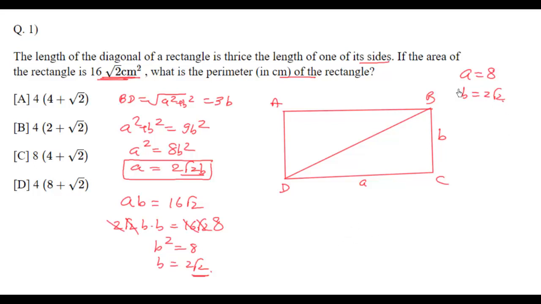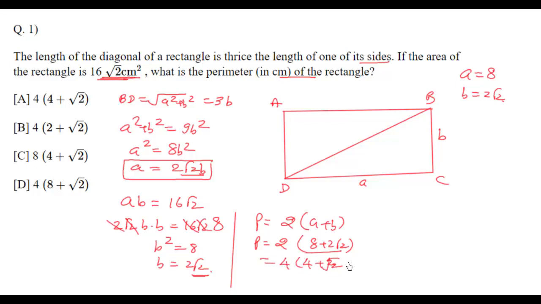So the perimeter is what? 2 times of A plus B, correct? So it will be 2 times of, this is the perimeter which we are calculating. So the perimeter would be 8 plus 2 root of 2. Now we have to compare with the options. None of the options has 2 outside the bracket. So let us take 2 more from here. So we'll be getting 4 plus root of 2 in fact, right? Do we have such an option? Yes, we have option number A. So option A becomes the right answer.